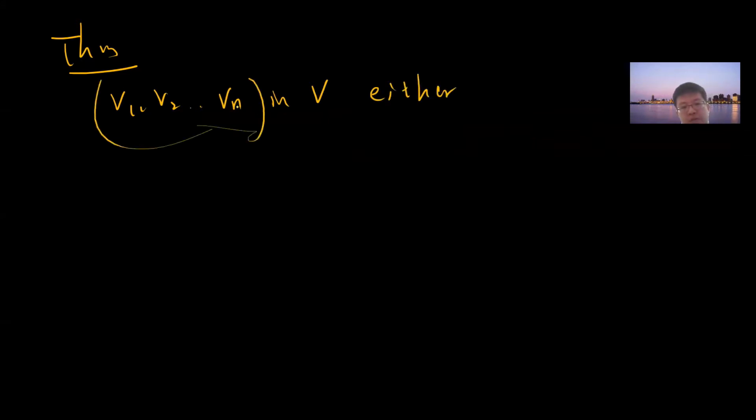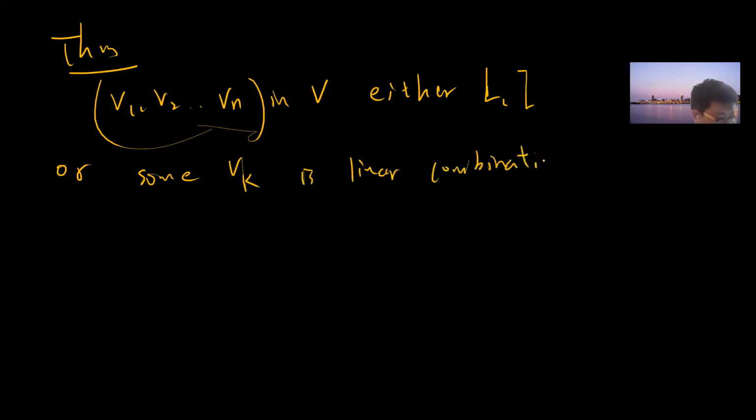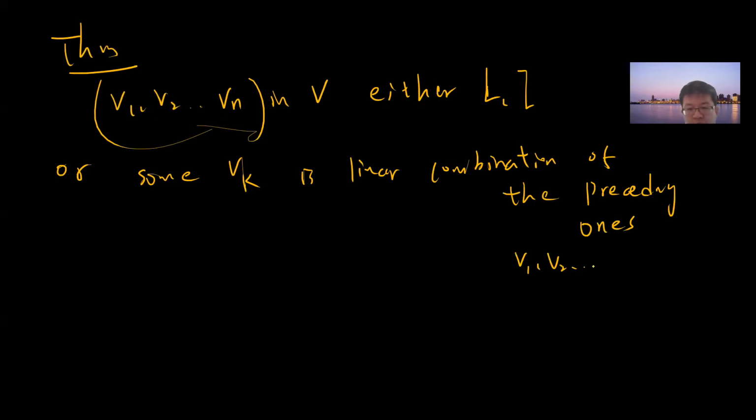Okay, so the theorem said that if v1, v2 up to vn are in V, you pick a set of n vectors in V, so there are only two cases: either they are linearly independent, or some vk is a linear combination of the preceding ones. So these preceding ones means v1, v2 up to vk minus 1.